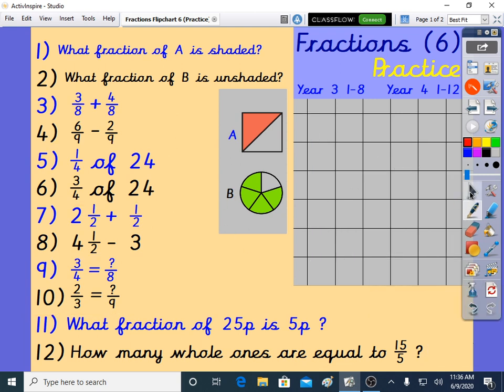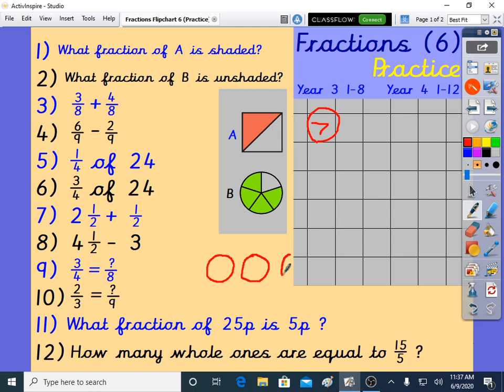We're going on to number 7. This is 2.5 plus 1/2. There's lots of ways of doing this. One way of doing 2.5 plus 1/2 is drawing it. You've got 1 whole circle, 2 whole circles. They're supposed to be the same size, by the way. My drawing might not be perfect. 2.5 plus 1/2. So that's 2 circles.